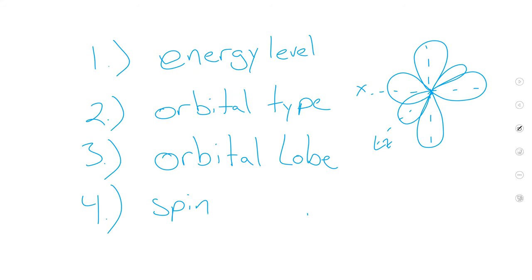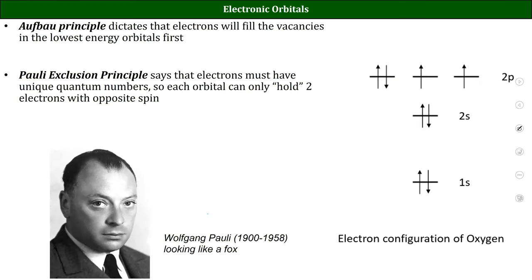Practically speaking, what that means for us is that every one of these lines is basically the first three quantum numbers put together. One is the energy level, s is the type of orbital, and there's only one lobe in an s orbital. So there's one line that can hold two electrons, one spin up, one spin down. 2p has three different lobes. And that means that each of those lobes, represented with a single line, can have a spin up and a spin down without violating the exclusion principle.